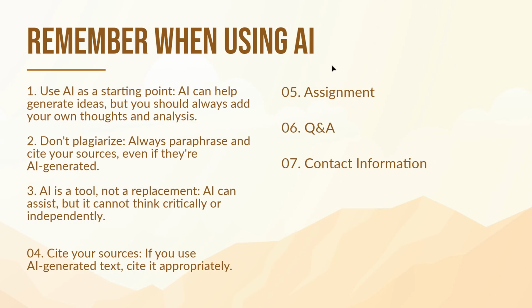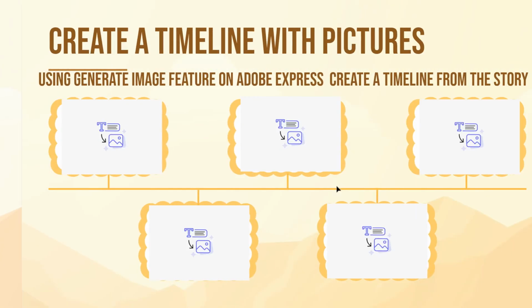The next slide I just put: remember when using AI, use AI as a starting point. It's to generate ideas, but always add your own thoughts. Don't plagiarize, cite your source, even if it's AI. AI is a tool, not a replacement. So use it to assist you, but you need to think critically. And again, cite your source. Then I have this assignment, and if there are any questions or answers, I put my contact information, so they can email me.